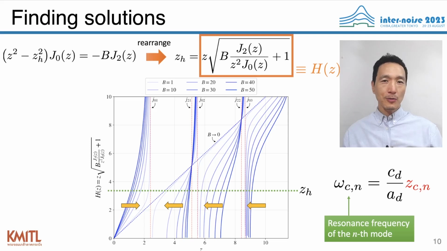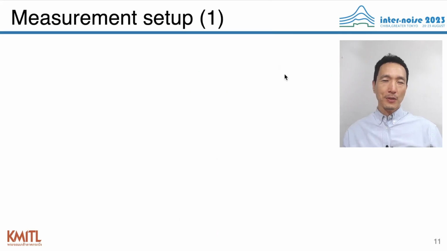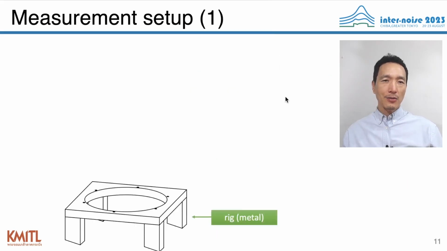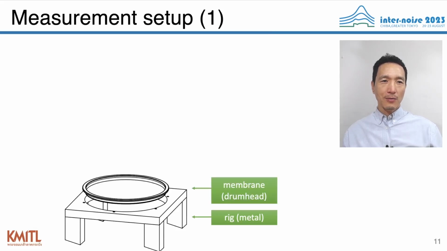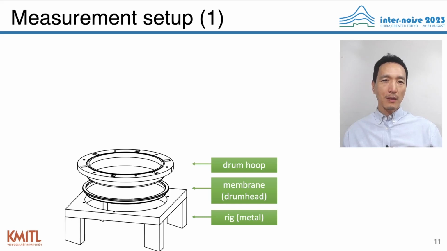Now that we have the solutions of the equation ready, which are basically the predicted resonance frequencies of the system, we'd like to validate the model in the measurement. So for the measurement, we mounted an 8-inch drum head as membrane to a solid heavy frame, and on top of it, we placed a custom-made drum hoop. With this drum hoop, we can fix the drum head to the frame and also adjust the surface tension of the membrane. And this will be the membrane-only setup for the measurement.